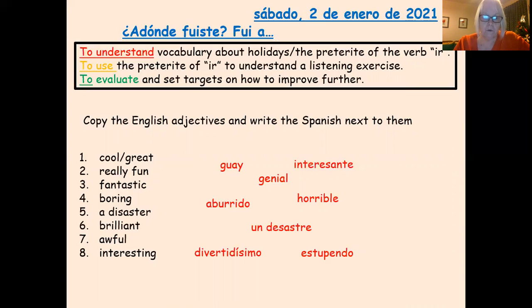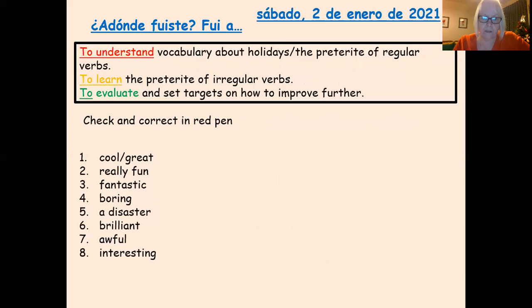Okay, so moving on then to the correction here. We've got cool, great is guay. Es muy guay. Divertidísimo is really fun. Notice there you've got the adjective divertido. If you put the suffix, that is the thing that goes on the end of the word, on the end of the adjective, ísimo, it augments it, it makes it bigger.